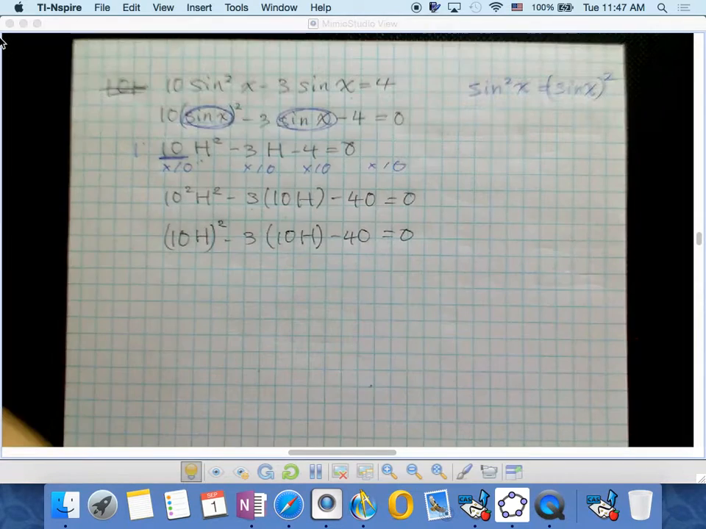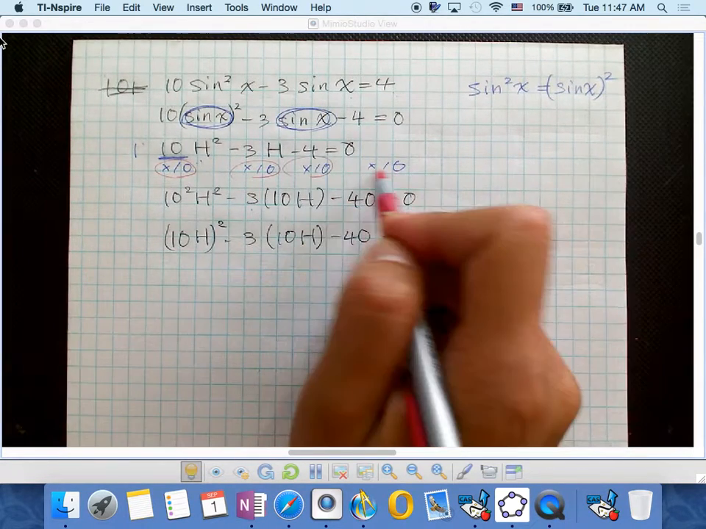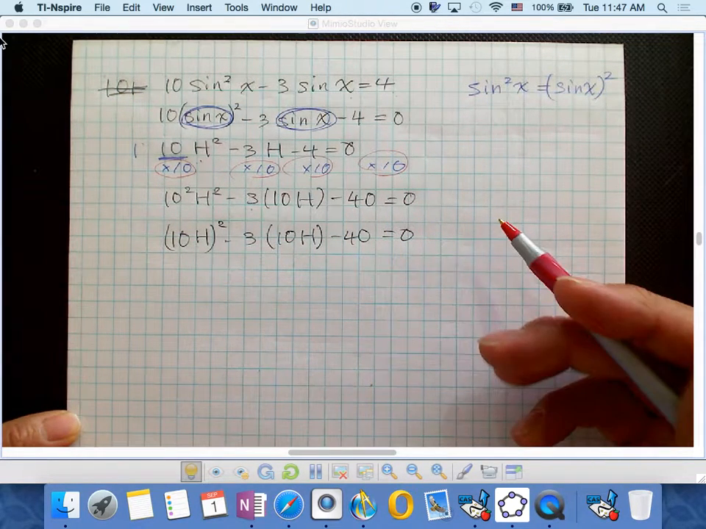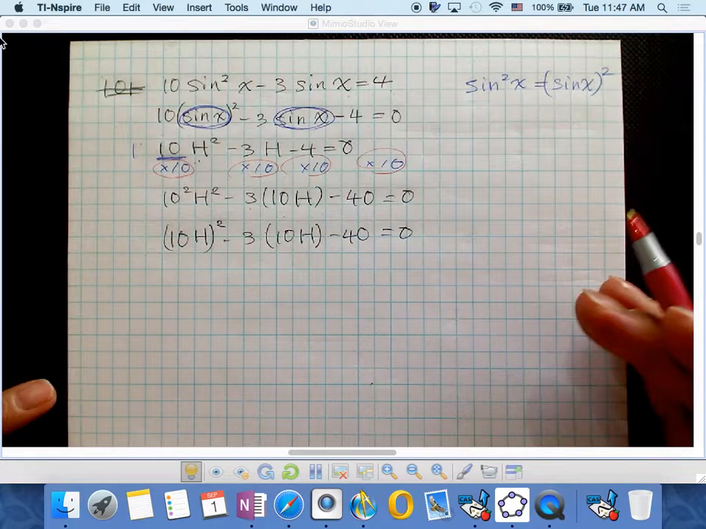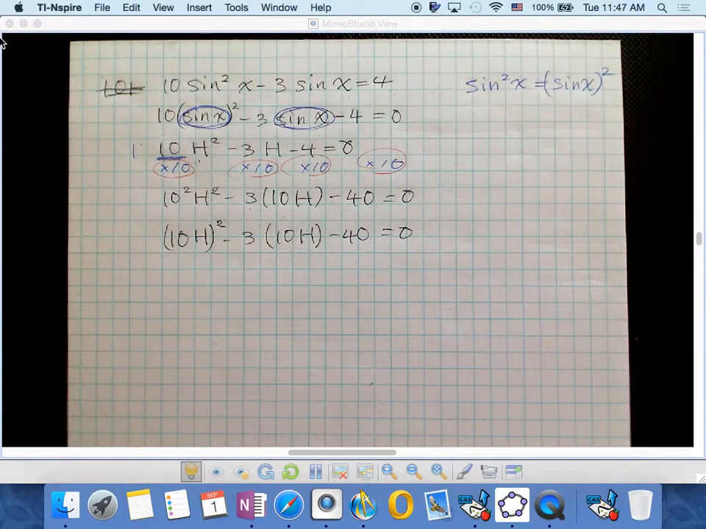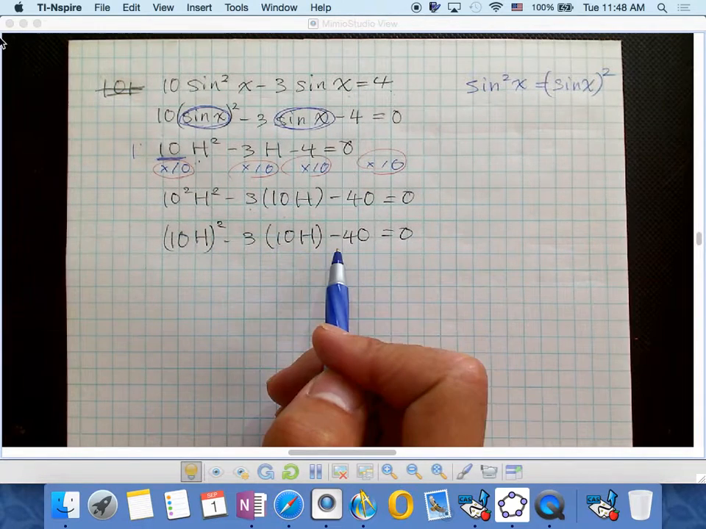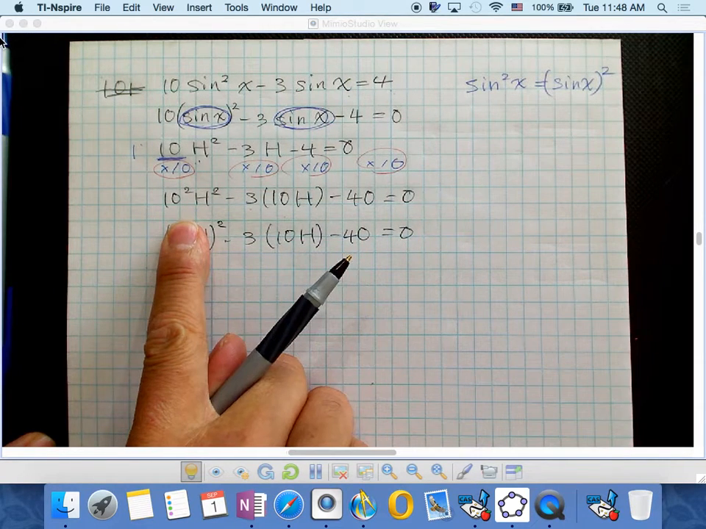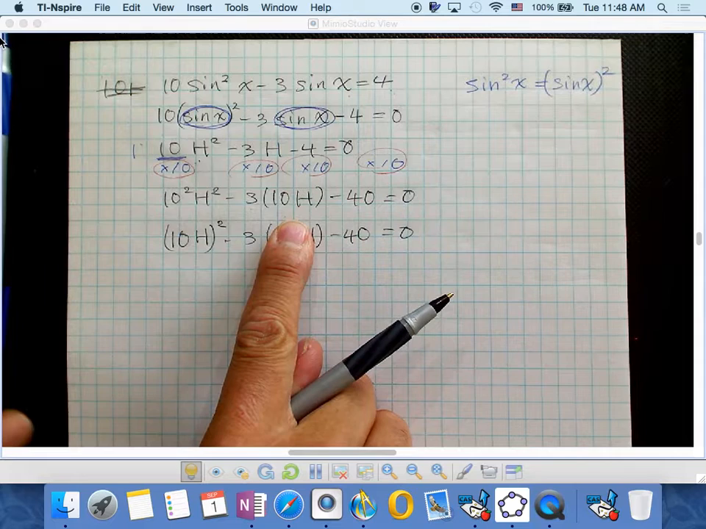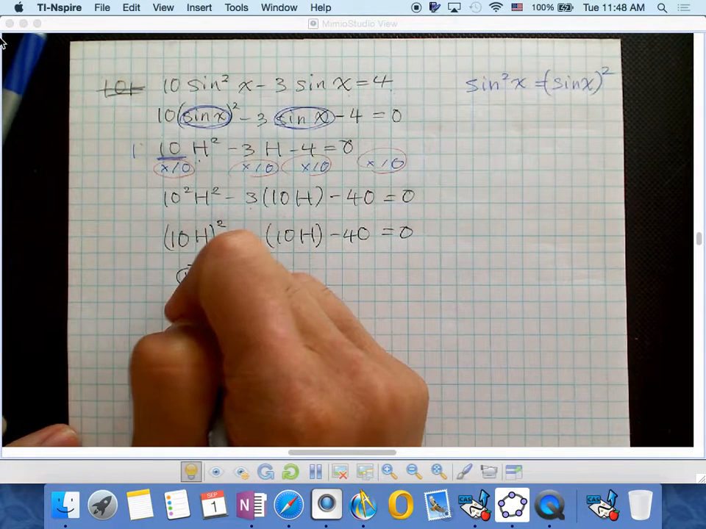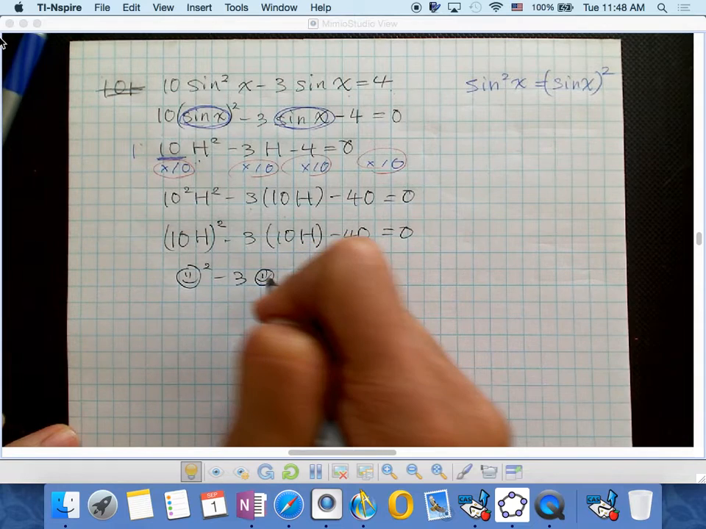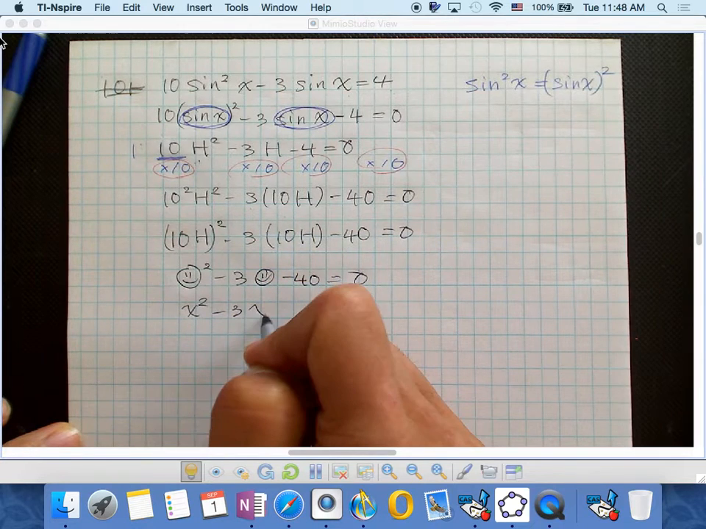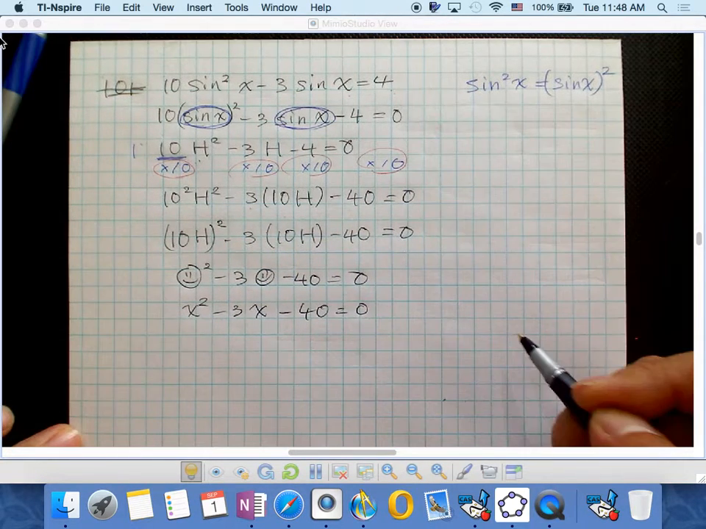By the way, we are multiplying everything by 10, so we are changing the problem right now. We're going to have to divide by 10 at some point in the process of solving this equation. So (10h) squared minus 3 times 10h minus 40 equals 0. I'm going to put a smiley mark on the 10h. So I'll have smiley mark squared minus 3 times smiley mark minus 40 equals 0, and structure-wise it looks like x squared minus 3x minus 40 equals 0, which we know how to solve.